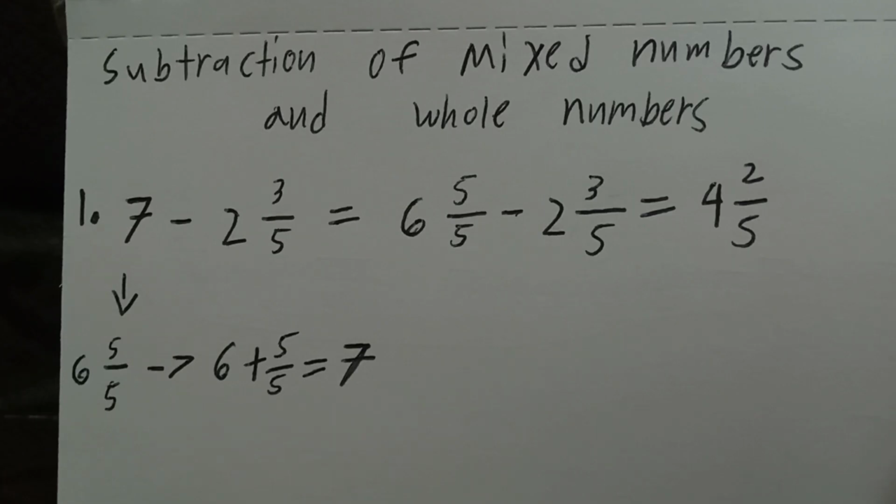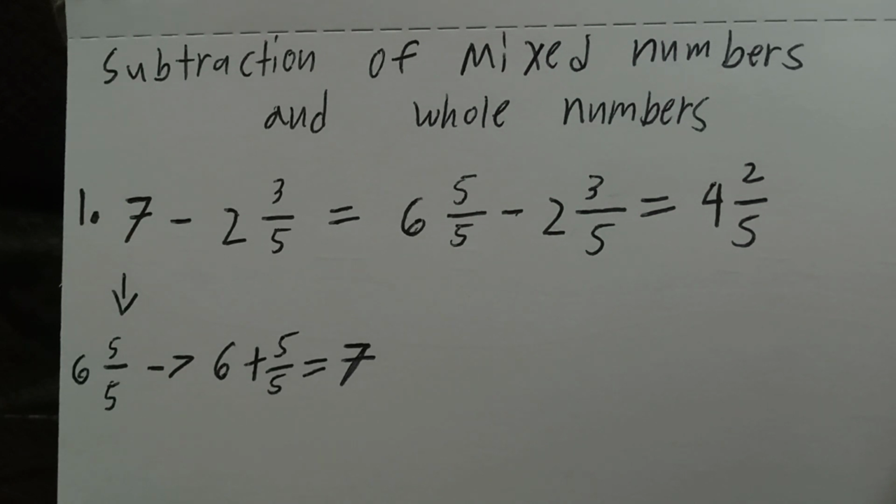And here for our fourth topic, we have subtraction of mixed numbers and whole numbers. For our first example, we have 7 minus 2 and 3 over 5. So our first step here is to regroup the whole number and turn it into a mixed fraction. So how do we do that? But before we turn it into a mixed fraction, we should keep in mind that it has to have a common denominator. So let's regroup the whole number 7 and turn it into 6 and 5 over 5, as you can see there in the arrow that shows down.